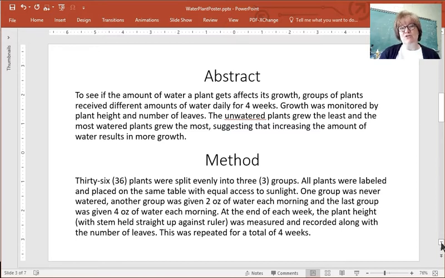And I have a very short method. Sometimes the method might be a whole slide to itself. So I said 36 plants were split evenly into 3 groups. All plants were labeled and placed on the same table with equal access to sunlight.